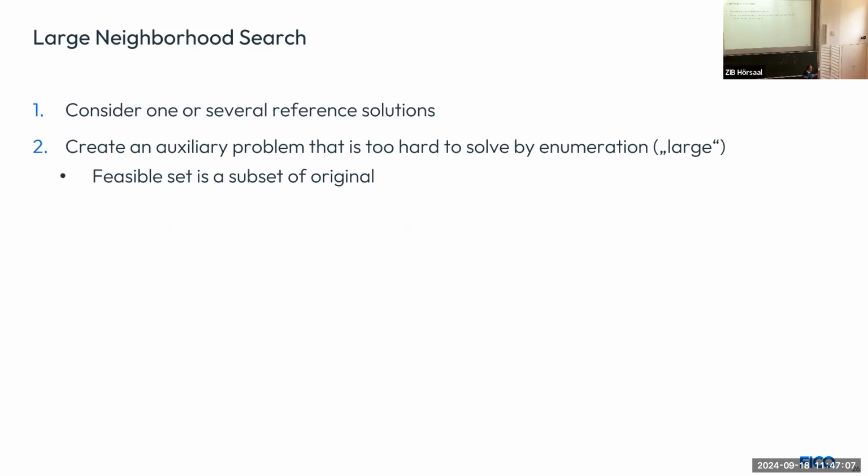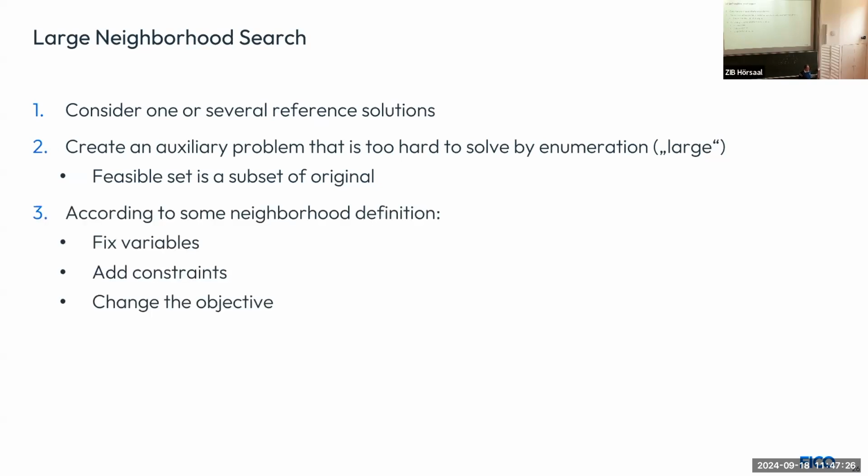To the contrary, large neighborhood search heuristics consider one or several solutions, but they create an auxiliary problem that you would never dare to try to enumerate completely, with the characteristic that the feasible set is a subset of the original problem, according to some rule. This is typically done by fixing some variables, adding some constraints, potentially changing the objective, and then performing a partial search on this.